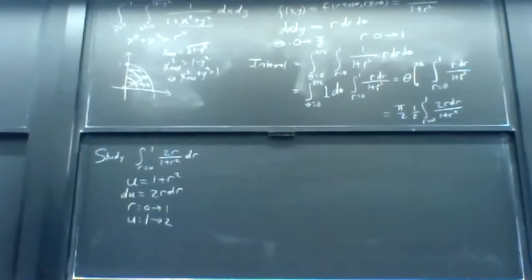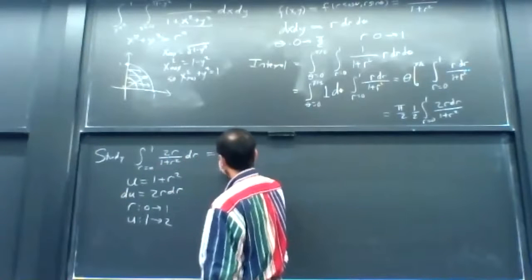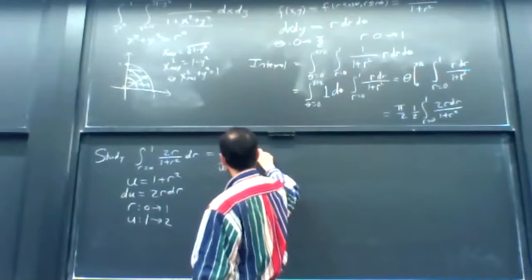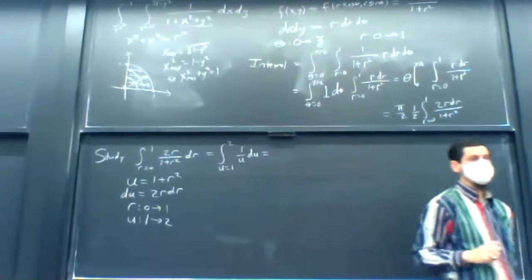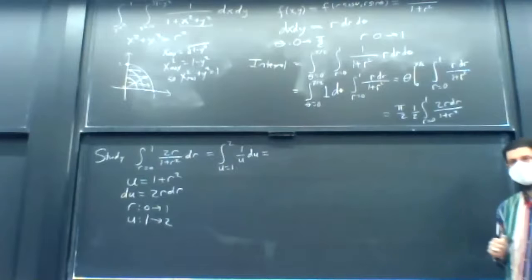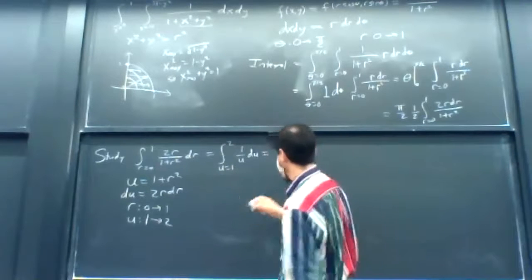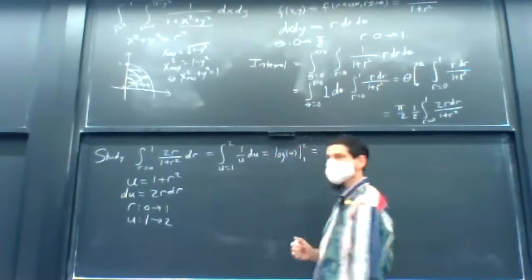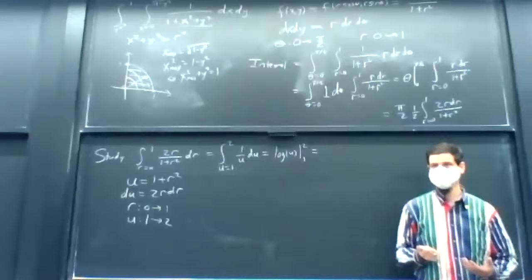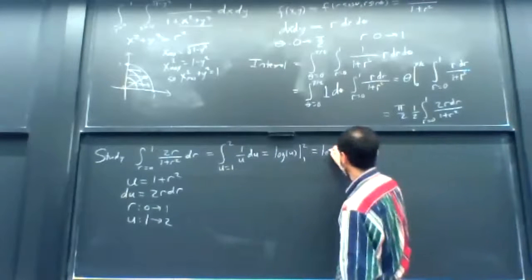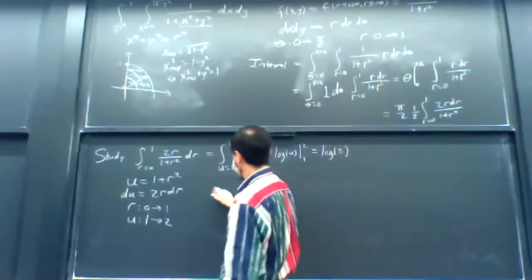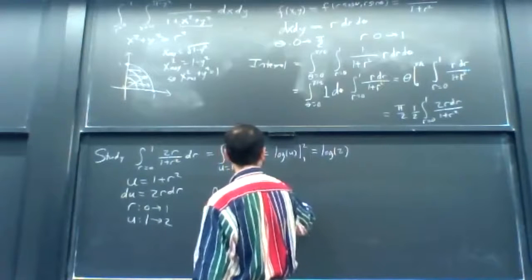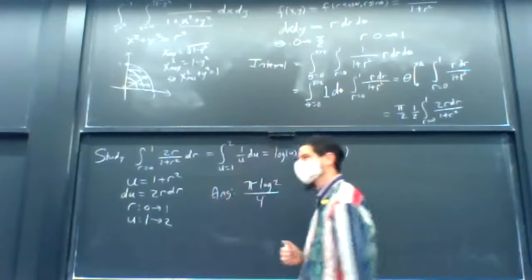And so when I do this, this is now the same as the integral u goes from 1 to 2 of the function 1 over u du. Okay, what function has derivative 1 over u? The natural log. So this is just the natural log of u evaluated at 1 and 2. Well, the natural log of 1 is 0, so this is just the natural log of 2. And so the answer for our original problem is pi times the natural log of 2 divided by 4.